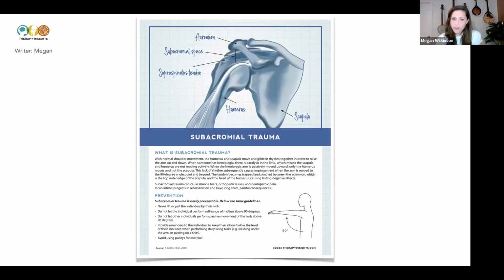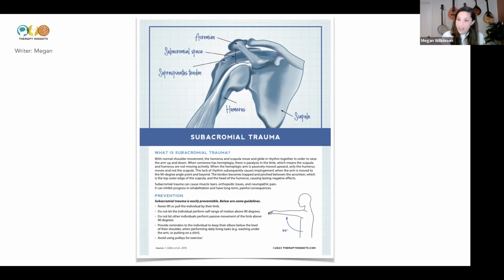So the first part just talks about what subacromial trauma is, and then the second part is talking about prevention. And so very simple bullet points, with a nice picture that shows what 90 degrees of shoulder flexion looks like. And the bullet points talk about not lifting or pulling the individual by their arm.